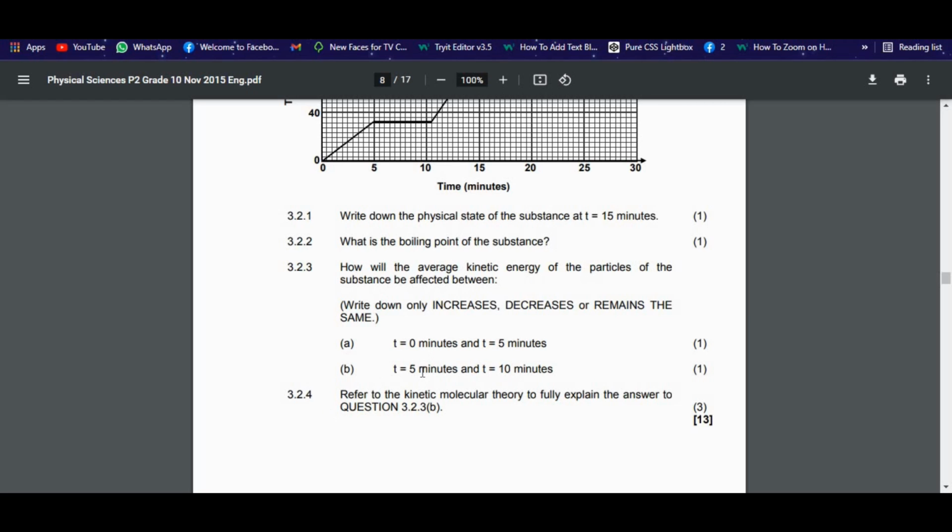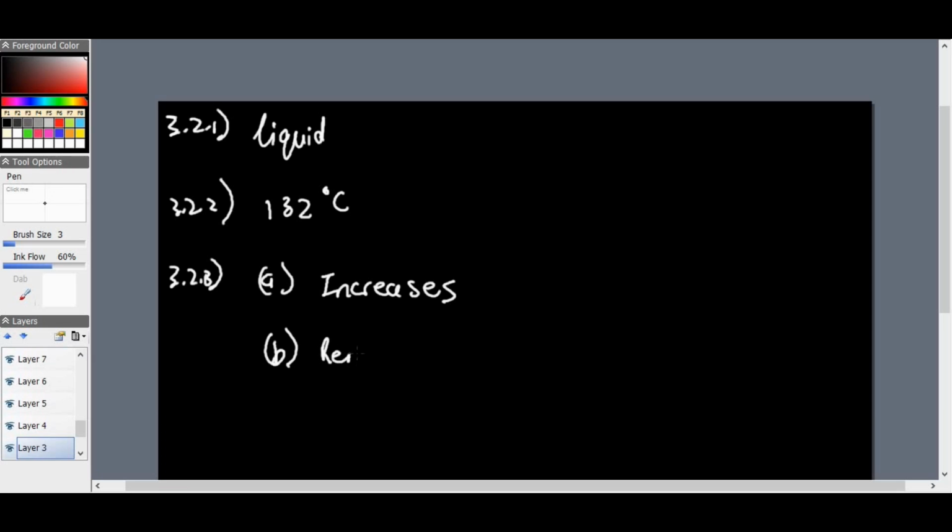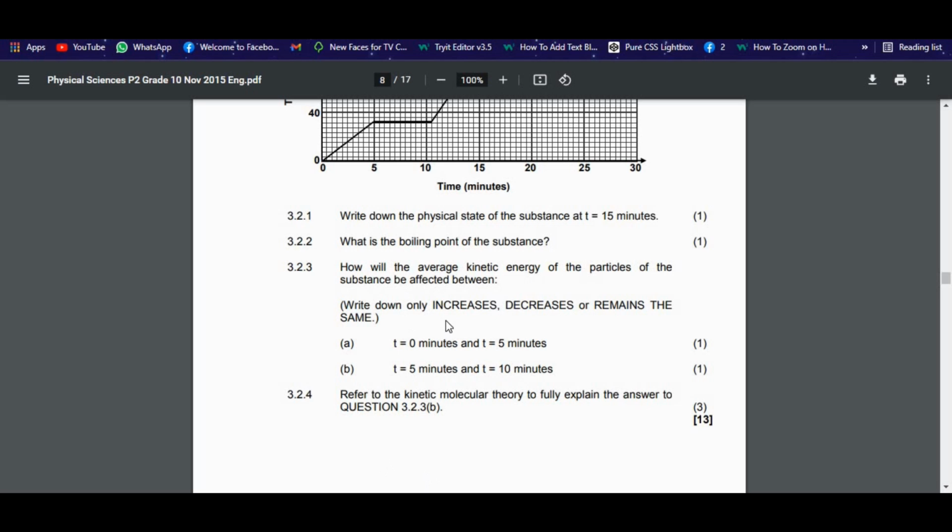And then between t equals 5 to t equals 10 minutes, we can see the average kinetic energy is a flat curve. In other words, there's no change. So we write down remains the same. That should be quite intuitive and vivid enough. Remains the same.